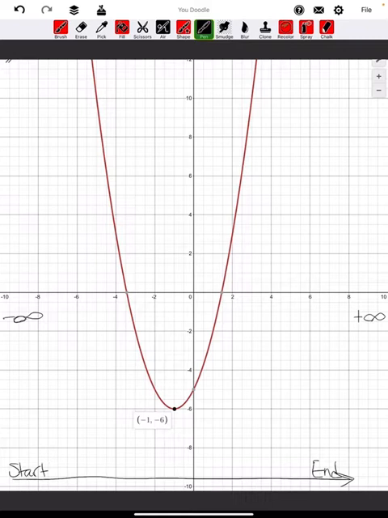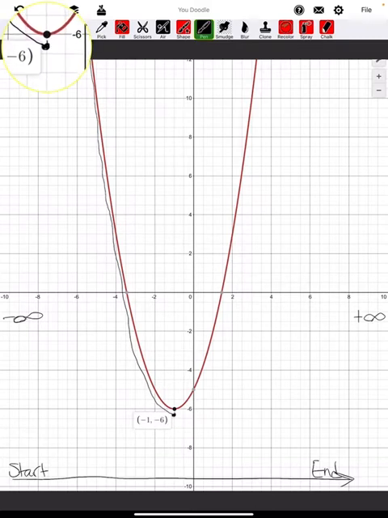So if we start on the left side of our graph, I'm going to trace it with my pencil, and if you notice, my pencil is going down. Going down, down, down, down, down. So just follow my pencil. And it stops decreasing at this point right here.